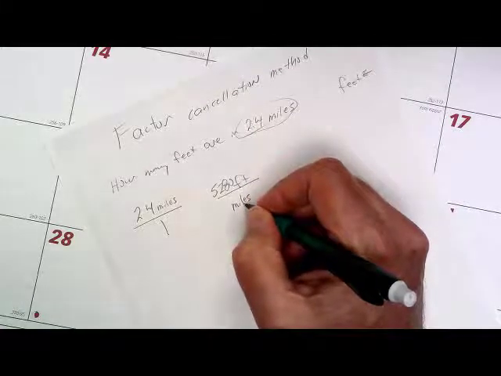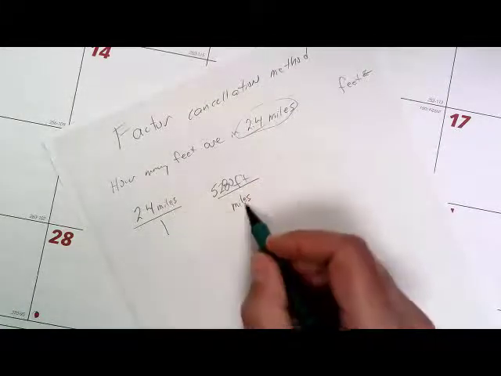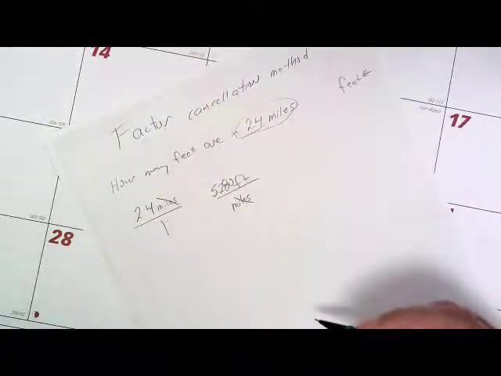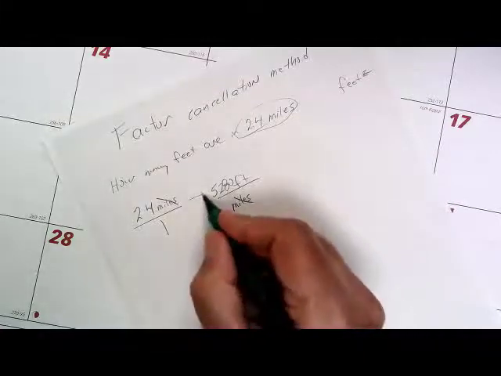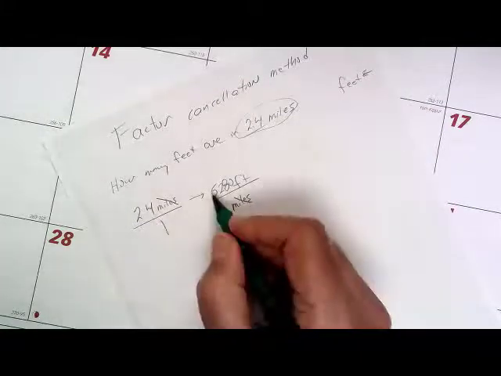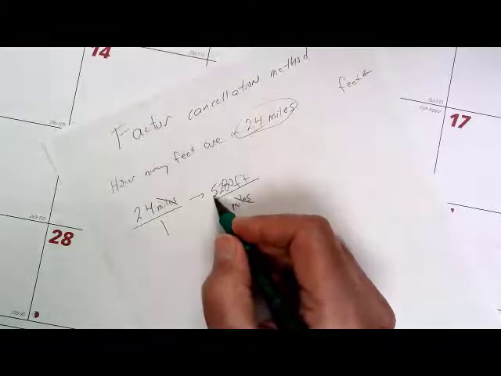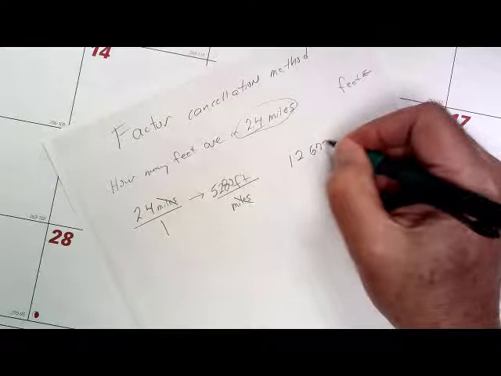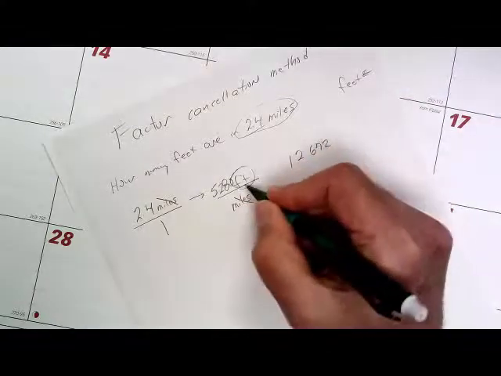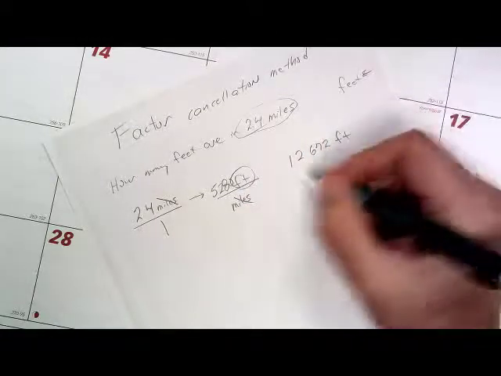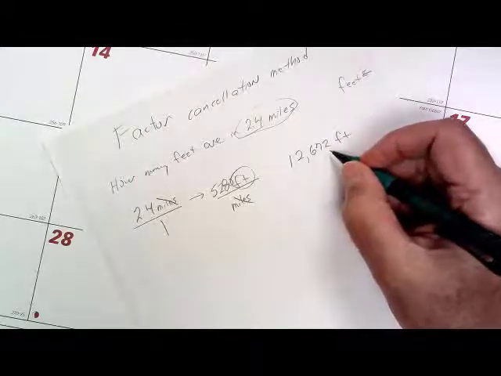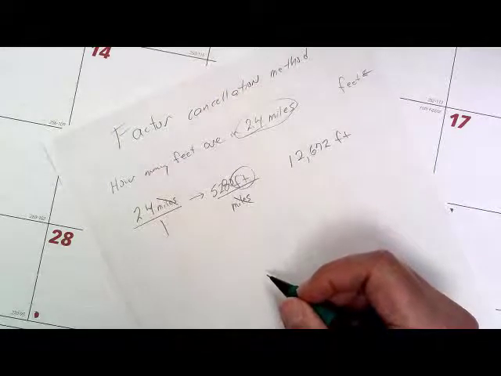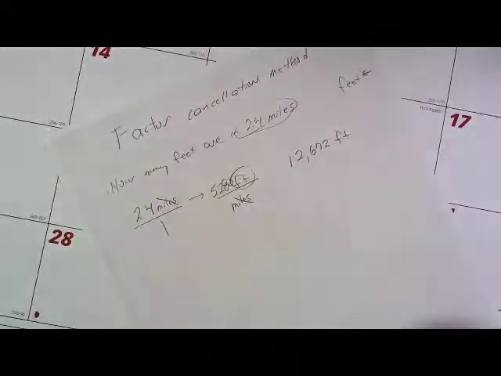So I've got miles on the top and miles on the bottom, which means I'm going to cancel miles, and now I'm just going to multiply across the top. So 2.4 times 5,280 is going to give me 12,672, and the unit that's left here is feet. So 12,672 feet are in 2.4 miles. Okay, so that's the first example.